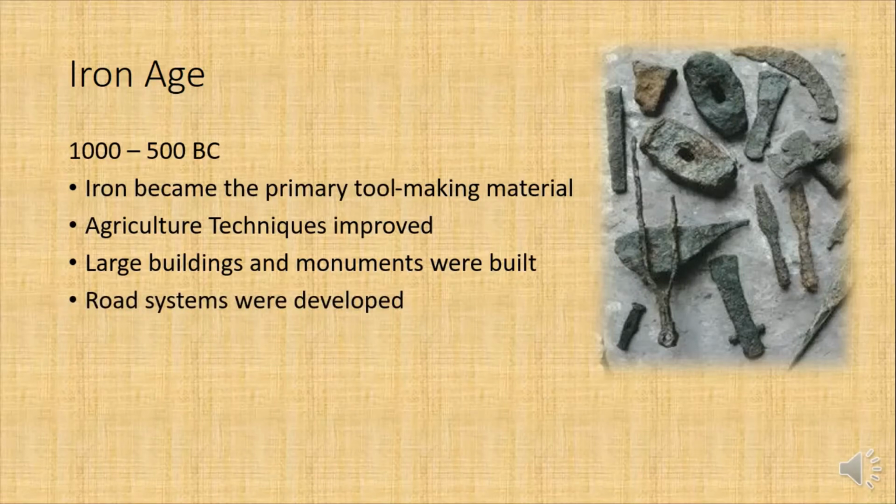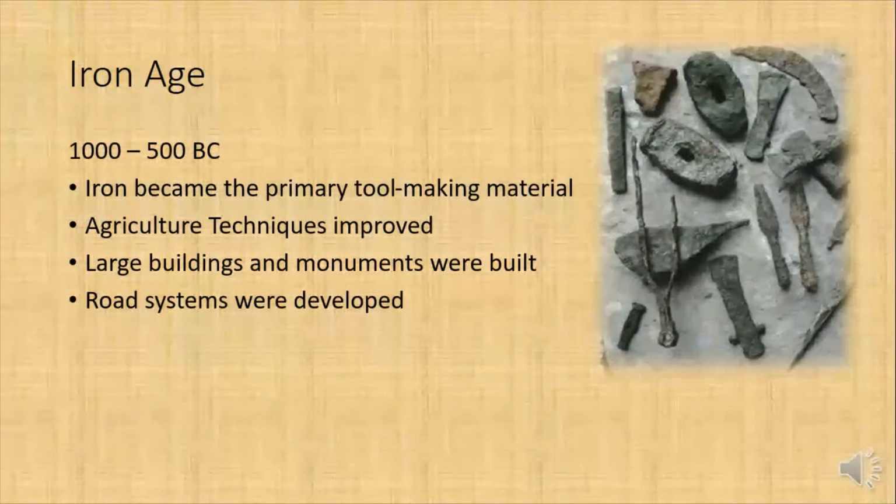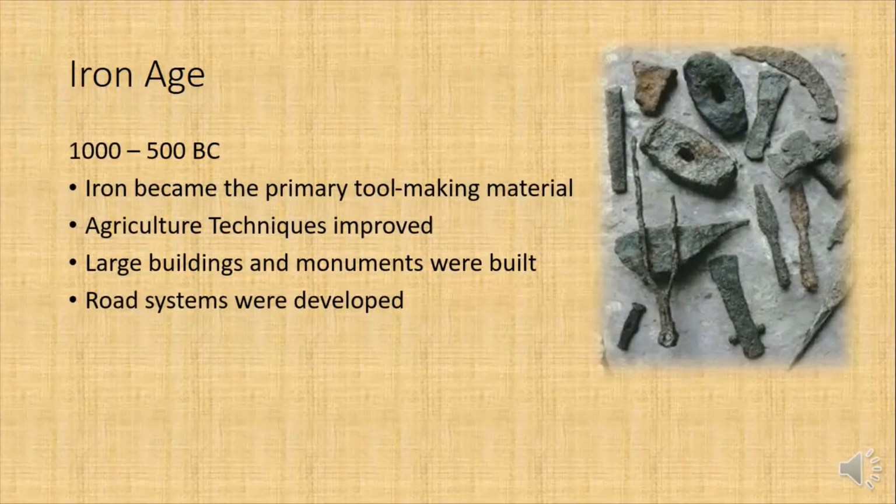Again, one of the things that happened was that as people started developing and settling in these cities in the Iron Age, these cities started to vastly grow and get bigger. And in order to communicate and trade and get from place to place, there had to be various road systems or pathways to get from one place to another.